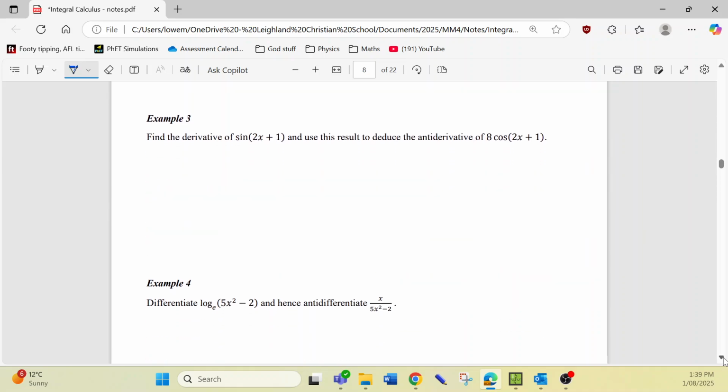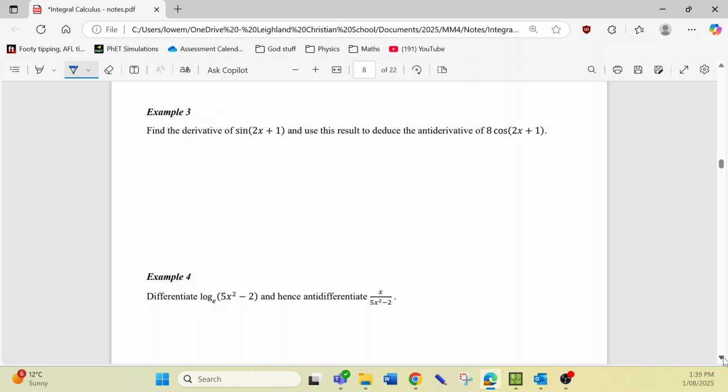And we're just going to continue then with these next couple, same sort of idea. First, find the derivative of sine 2x plus 1, and then use that to anti-differentiate 8 cos 2x plus 1. So, d/dx of sine 2x plus 1. We need to multiply the derivative of the 2x plus 1, which is 2, by the derivative of sine, which is going to be cos.